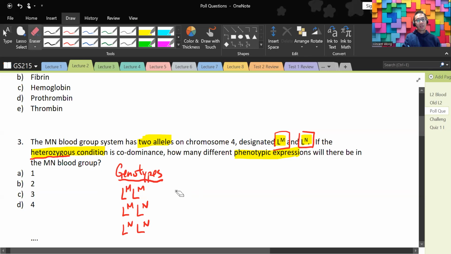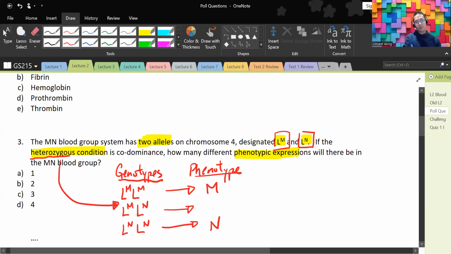So let's talk about the phenotype. Phenotype is the actual blood type. So if it's LM LM, what kind of blood type would this be? M, because there's only one possible outcome. There's only one allele, so it's just one blood type. And then this is also quite straightforward, it is N. Now the tricky one here is this middle one, the heterozygous condition, the one that has different alleles.